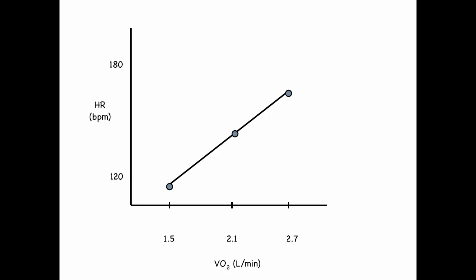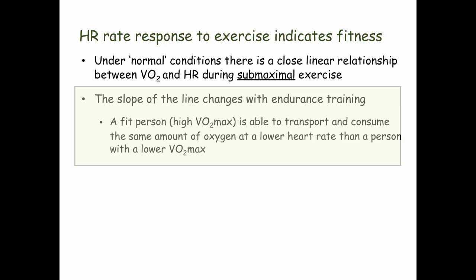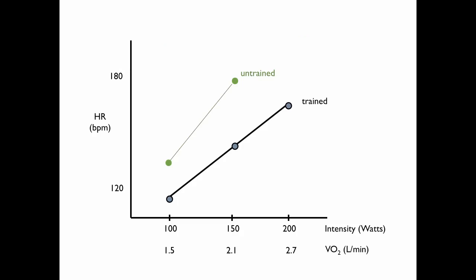As exercise intensity, or VO2, increases, so does heart rate, so that they can deliver more oxygen to the working muscle. The second principle is that the slope of this line will change with endurance training. That is, at any given exercise intensity, a fit person is able to transport and consume the same amount of oxygen at a lower heart rate than a person with a lower VO2max. This is illustrated here.